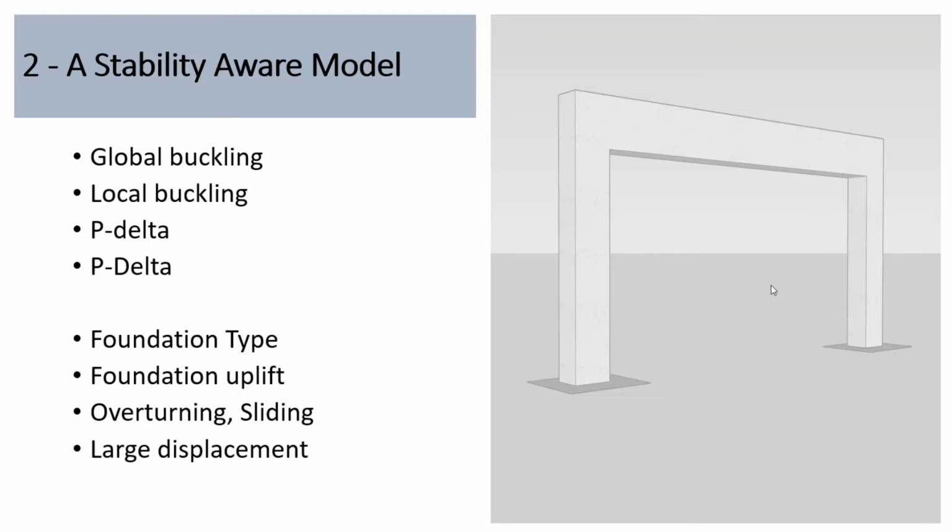So it should also consider the P-delta effect, the moment magnification coming from the local deformations, and the large P-delta, which is the moment magnification or change in deformations coming from the global displacement. These are the basic things that we should be able to handle. We should also be able to handle foundation uplift, and the type of foundation, fixed or pinned. We should also be able to address overturning, sliding, and large displacement effects. These are the things that we should be able to do in a model. Let's start again with the first part which I mentioned at the top and see how that will affect our response.